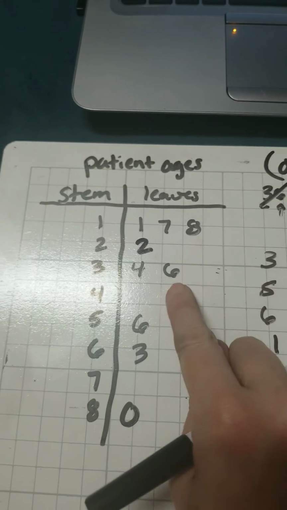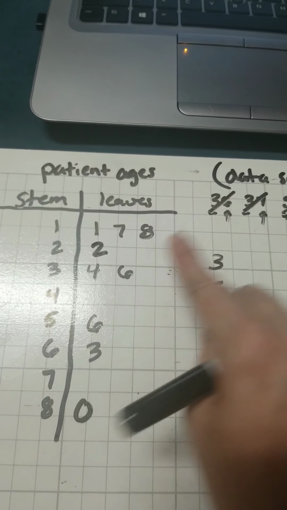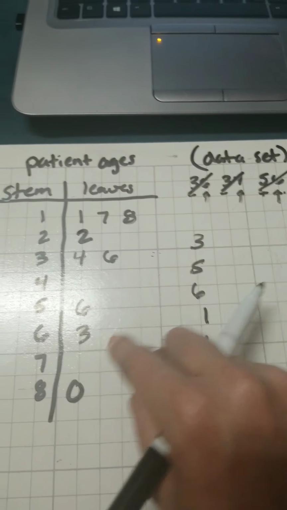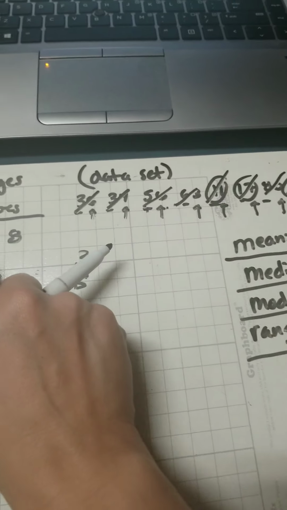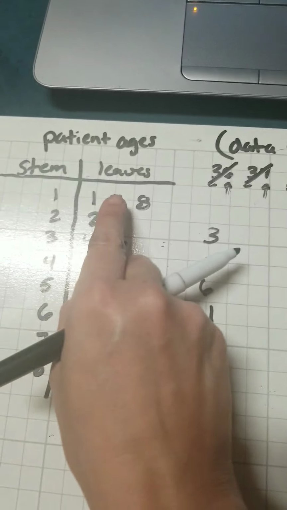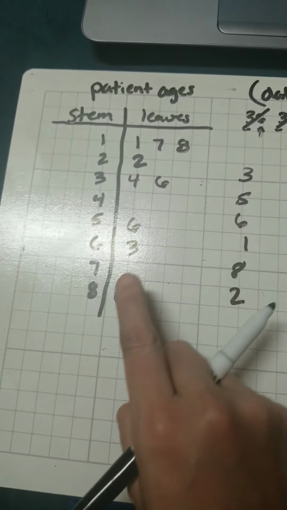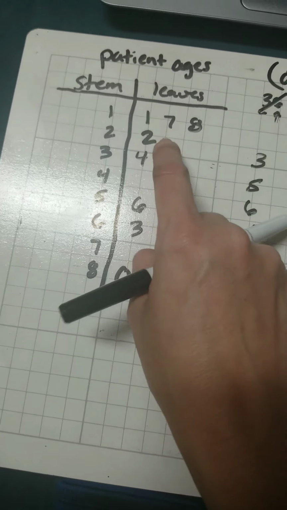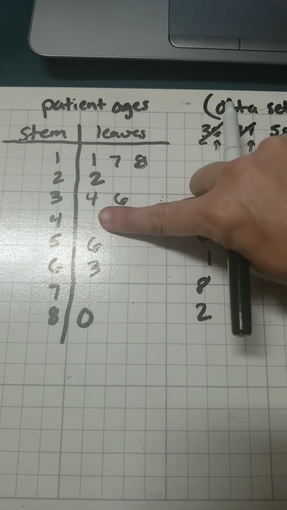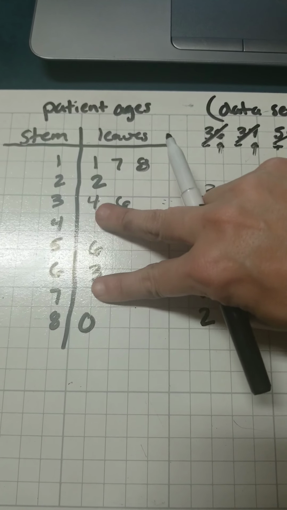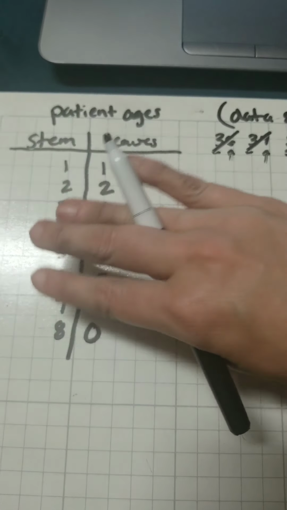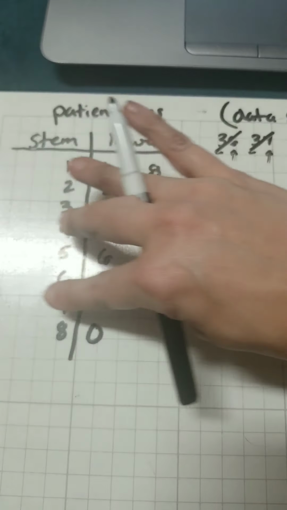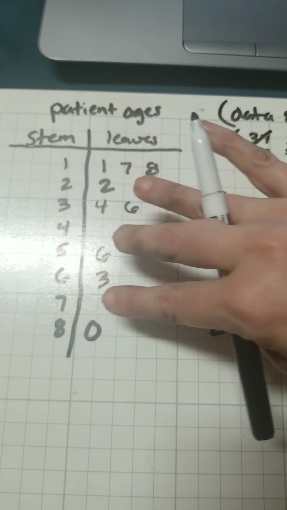So I have 36, check. 34, check. 63, check. 56, check. I have 11, check. 17, check. 18, check. 80, check. And 22. Now you notice here at the 4 and here at the 7 that there are no leaves. That's because there are no numbers that belong on those stems. So basically these are just there as placeholders. They don't actually count for anything.